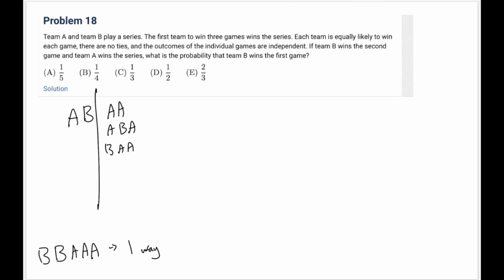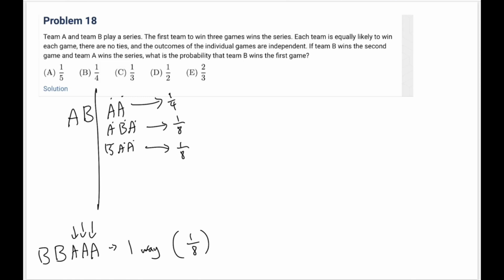So what is the probability that Team B wins the first game? So this one, probability is 1/8, since this is 1/2. This probability is also 1/8, since this is 1/2. This probability is 1/2, so it's 1/8. But this probability is 1/2 times 1/2, just 2 times, right? So yeah, this is 1/4.